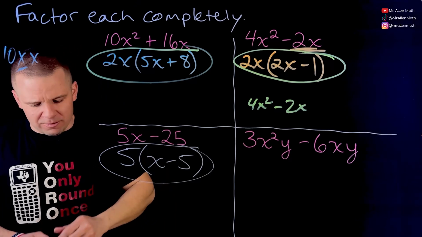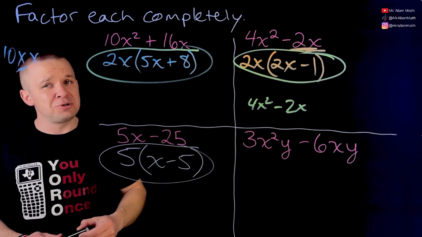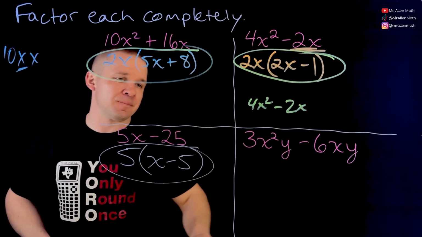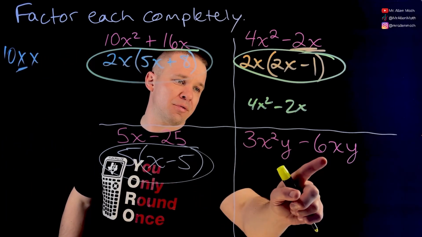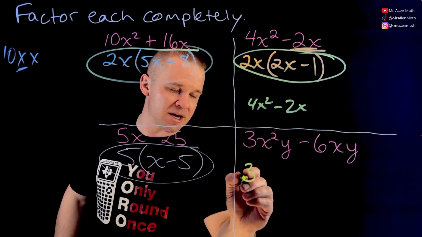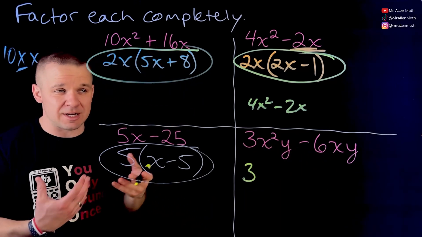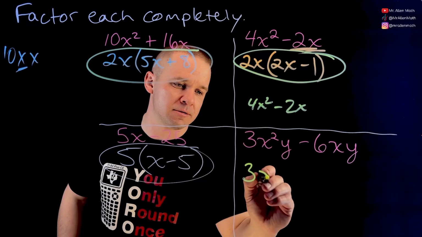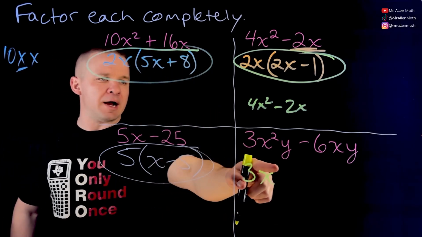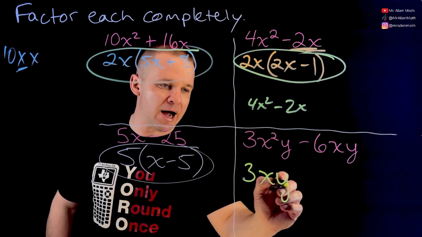Ooh, and this last one here, we got 2 variables. Interesting, okay? Well, they are both divisible by 3, so I can jot that down first. Then let's look at our x's. I got x squared, I've got x. What's the most that I can take out? Just an x, okay? And then how about I got y's here? They both have a y, so I can take out a y as well.